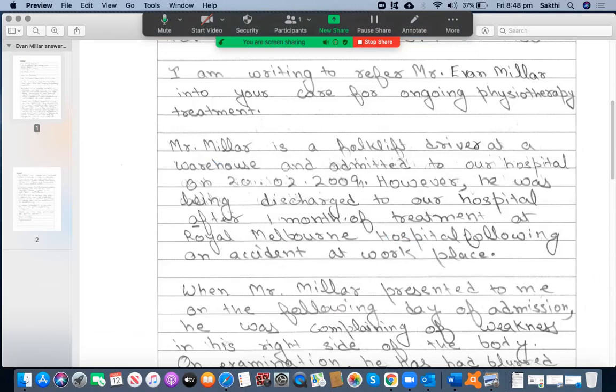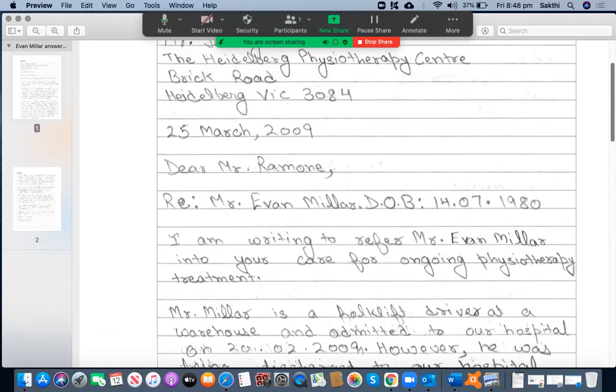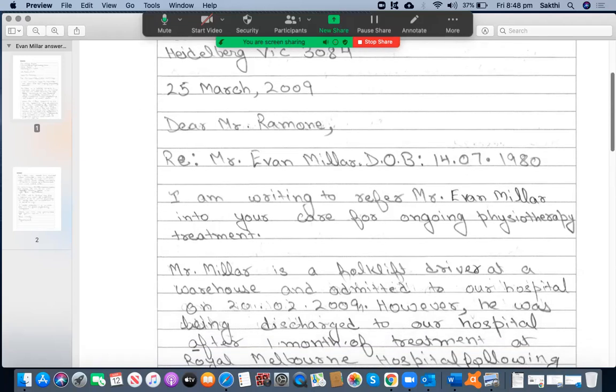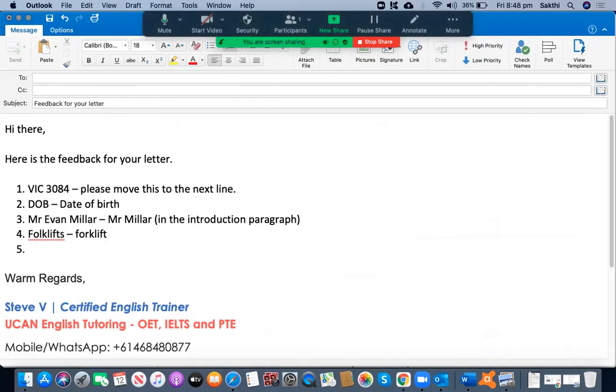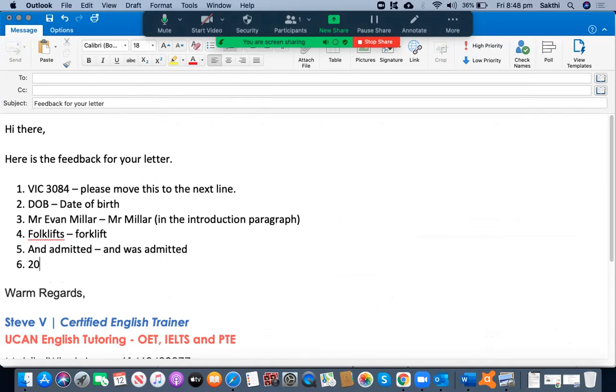At a warehouse, that's okay. And admitted to our hospital on 22/2009. Okay, so what you could have done is you could have mentioned the 20 February and then the other one is and was admitted. You can't use and admitted. That's not correct. You have to use and was admitted. That's the correct one.